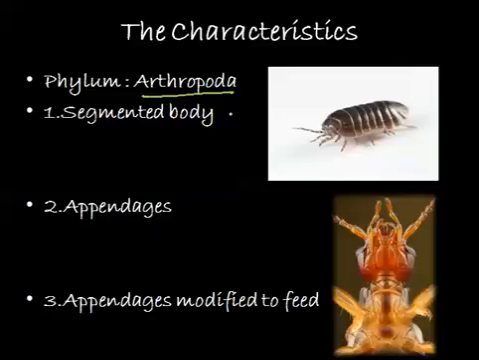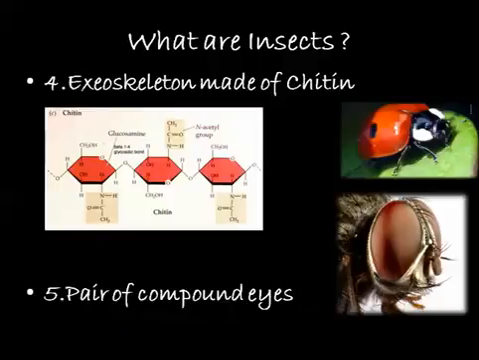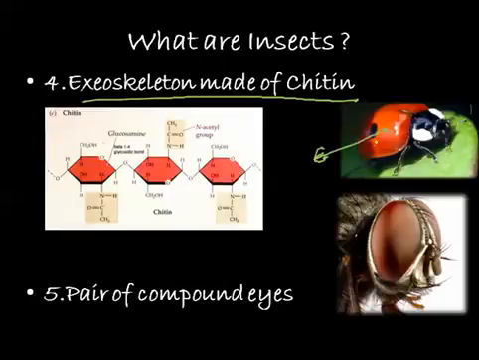The first characteristic we can see is that the body is segmented. It has appendages, and appendages are modified into feet. Like you can see in the picture, the body is segmented. The appendages are modified into mandibles which help them to feed. These are the first three characteristics of the phylum. The next typical characteristic is that the exoskeleton is made of chitin. This is a hard structure which protects the insects from the external environment.